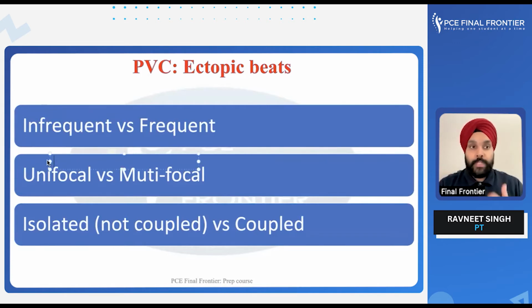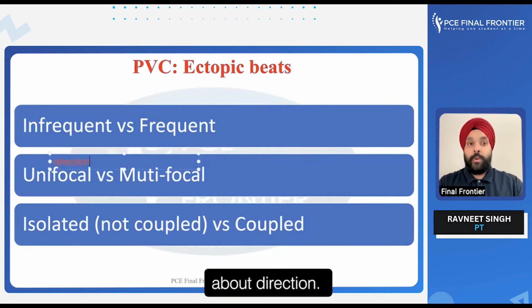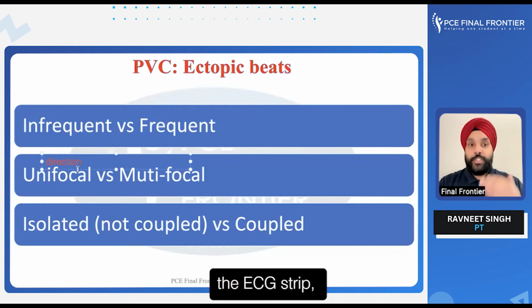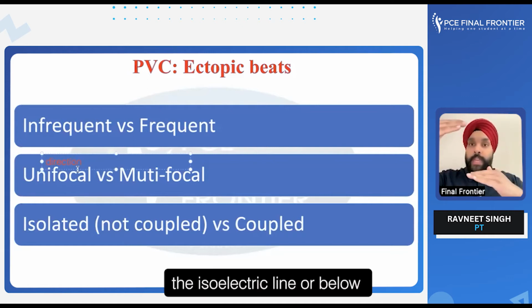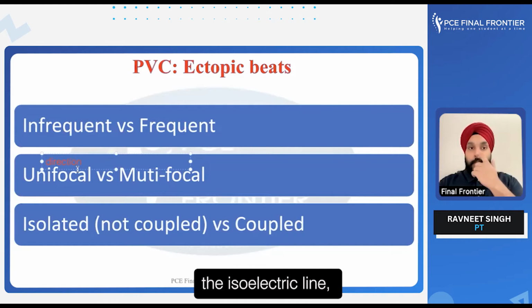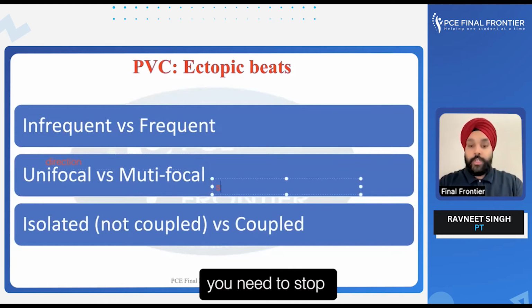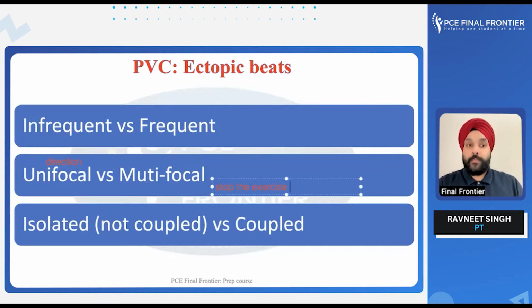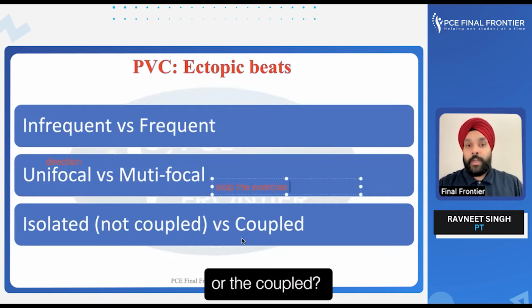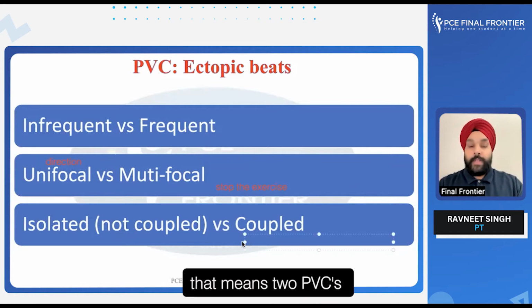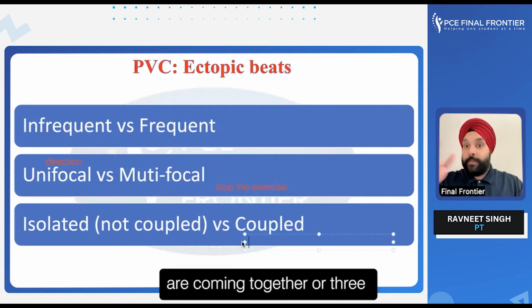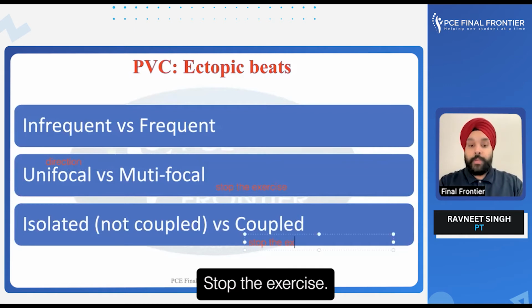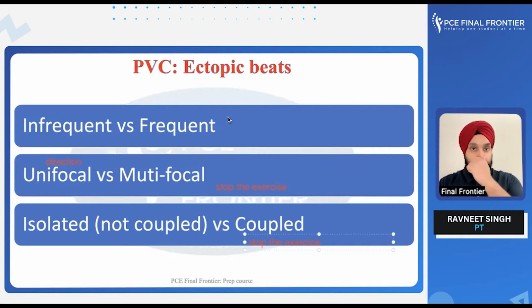Unifocal versus multifocal, which means you're talking about the direction. When you look at the ECG strip, if the PVC is above the isoelectric line or below the isoelectric line. If it's multifocal, you need to stop the exercise. Are they isolated or are they coupled? If they are coupled, that means two PVCs are coming together or three PVCs are coming together, stop the exercise.